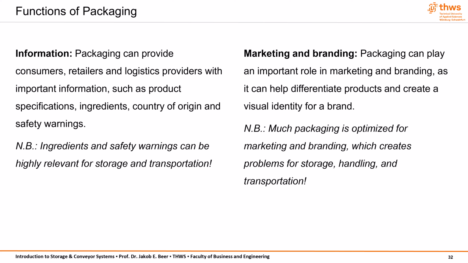In short, the information function of packaging supports operational safety and compliance. The marketing function supports sales, but may work against logistics efficiency. Balancing these goals is a classic example of the interface between marketing and logistics. A key topic in supply network design, and a frequent point of conflict between the two functions.